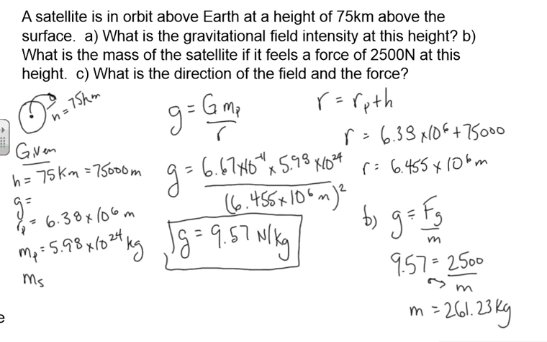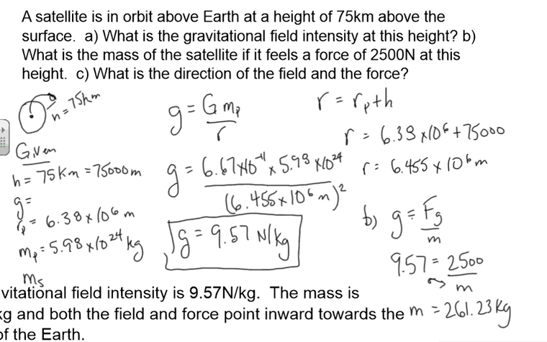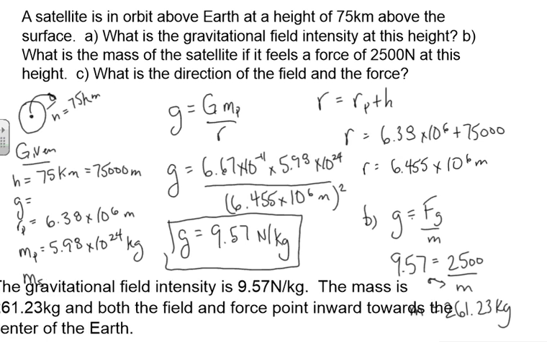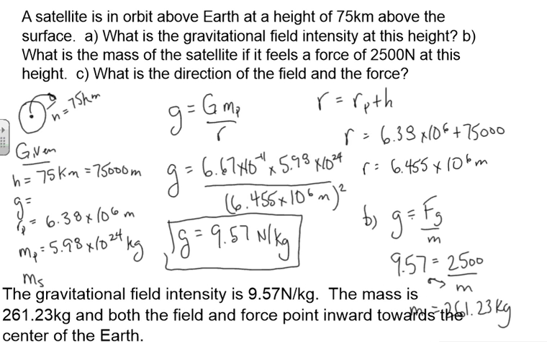And of course, you write a statement. I've already written it out. I'm going to drag it over here, and there's not a lot of room. I'm going through my work here, but you can see that. Gravitational field intensity, 9.57 newtons per kilogram, and the mass is 261.23.